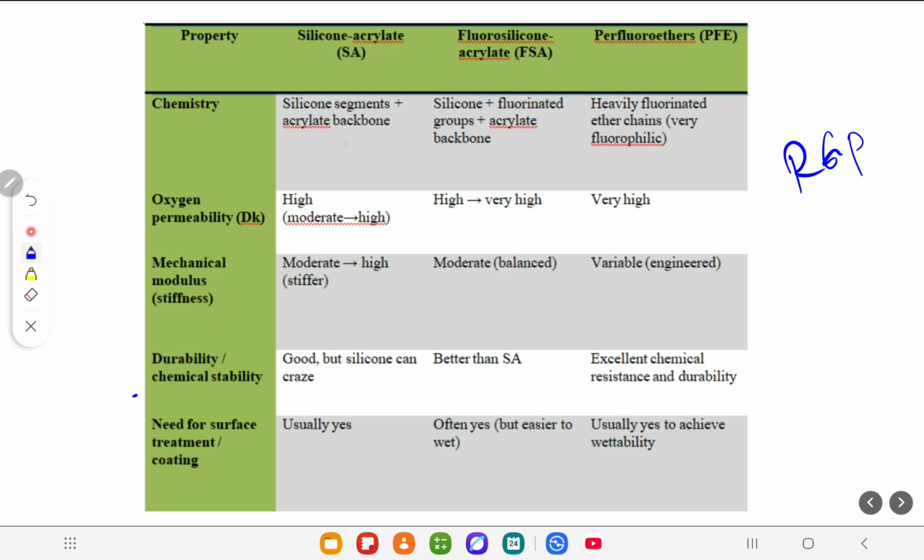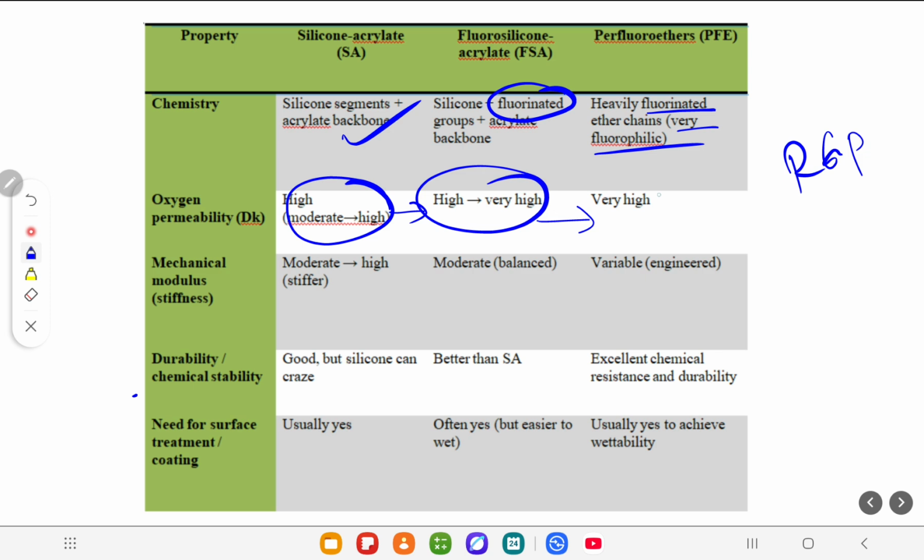As I've already told you, silicon segments are in the acrylate bond in silicon acrylate, and in fluorosilicon acrylate we add fluorine. Perfluoroether has a heavily fluorinated ether chain and is very fluorophilic. So oxygen permeability definitely increases from silicon acrylate to fluorosilicon acrylate, and from fluorosilicon acrylate to perfluoroether, which is very high. Modulus of elasticity is moderate to high in silicon acrylate, moderate balance in fluorosilicon acrylate, and variable in perfluoroether, depending upon the engineering and how many cross-linking chains there are.